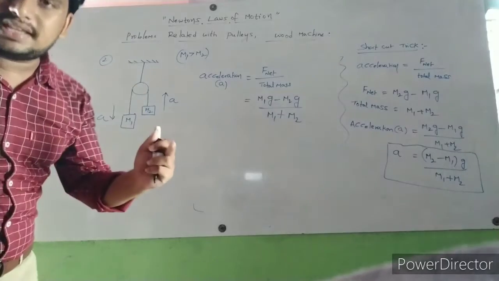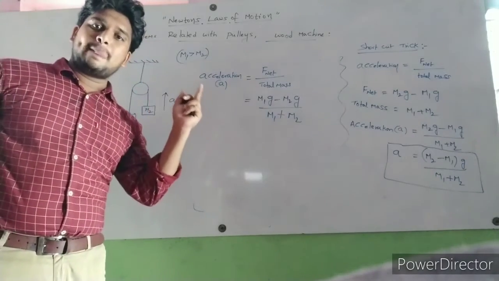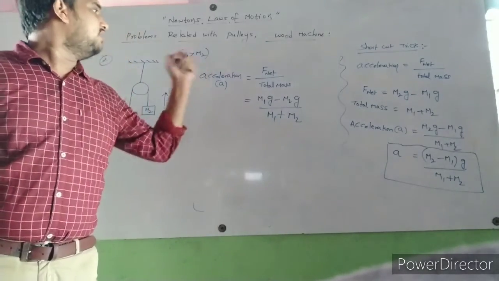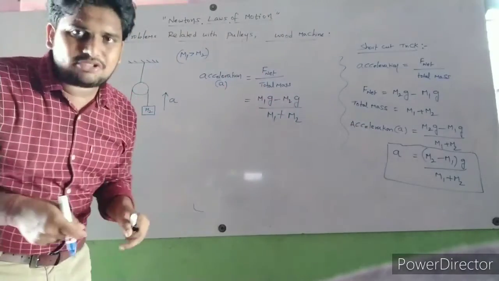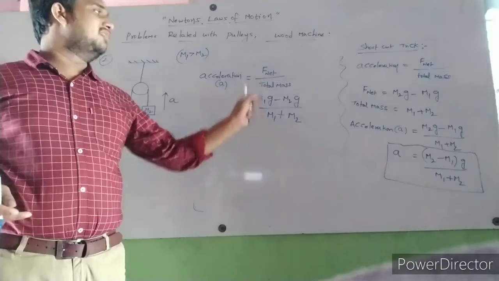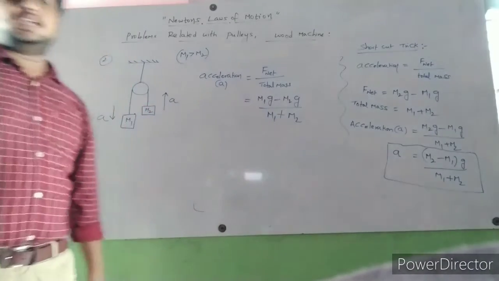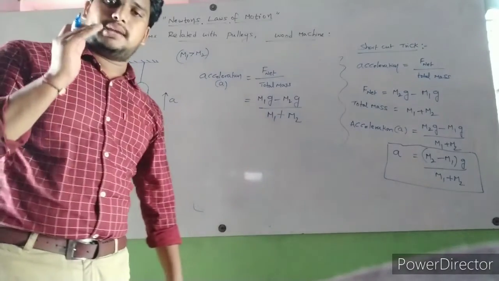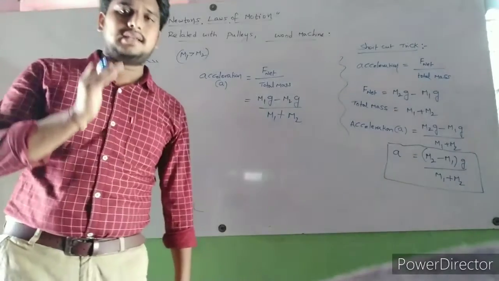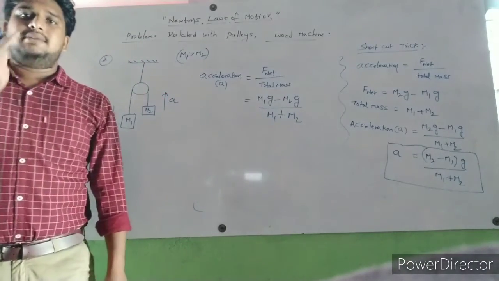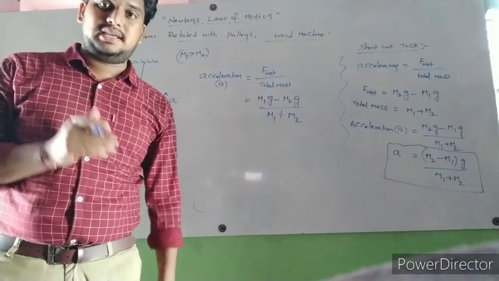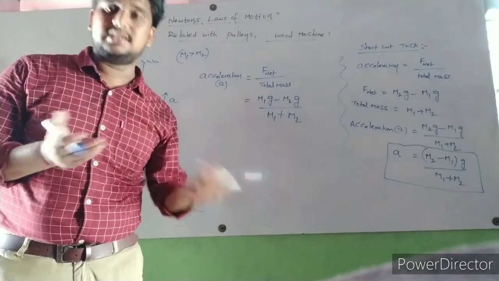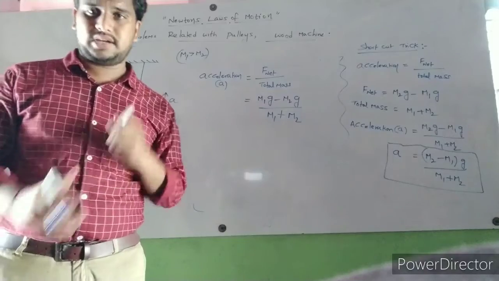In the first case, M1 is less than M2. That's why we got the result M2g minus M1g. For this second question, M1 is greater. That's why M1g minus M2g by M1 plus M2. So the main thing in finding acceleration is that we must recognize which mass is greater, M1 or M2. That is very important.